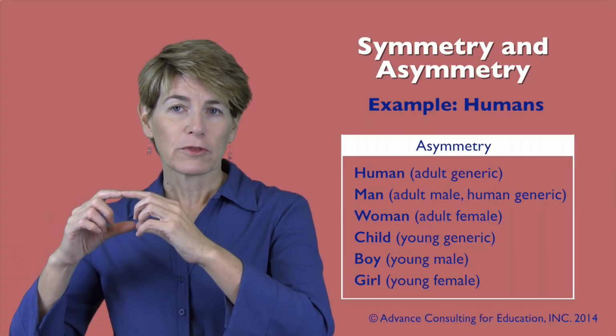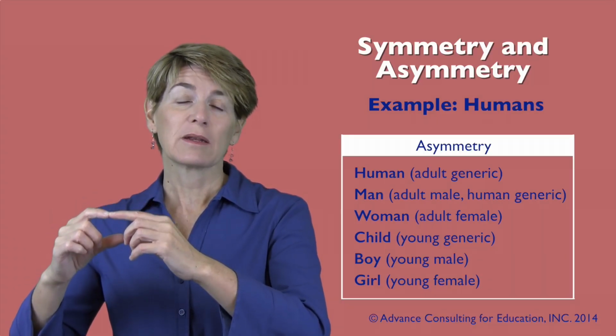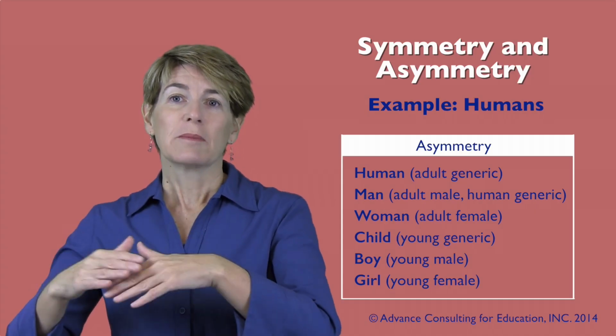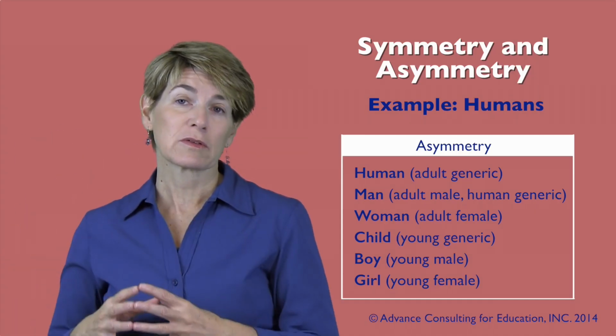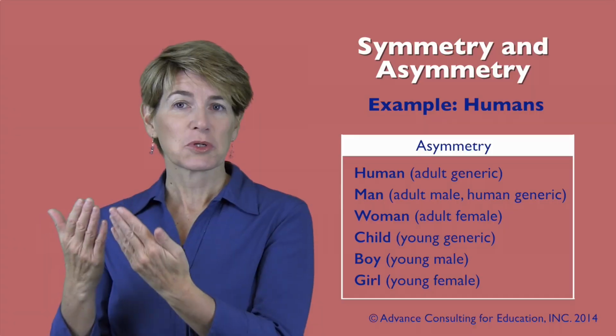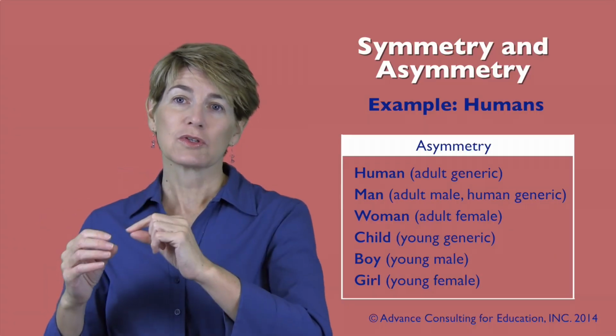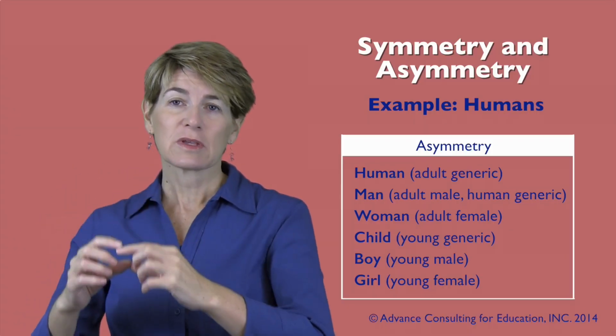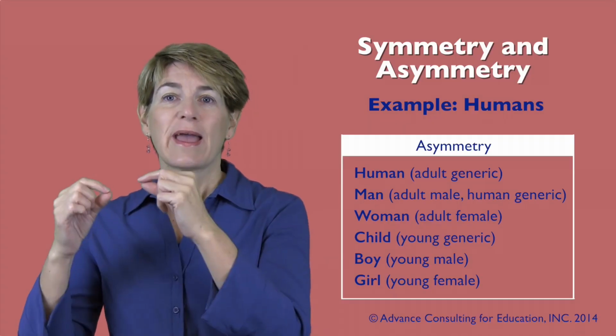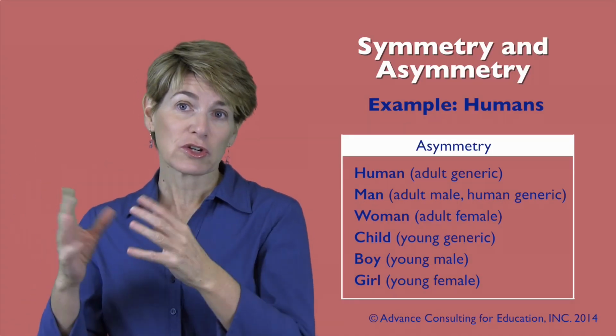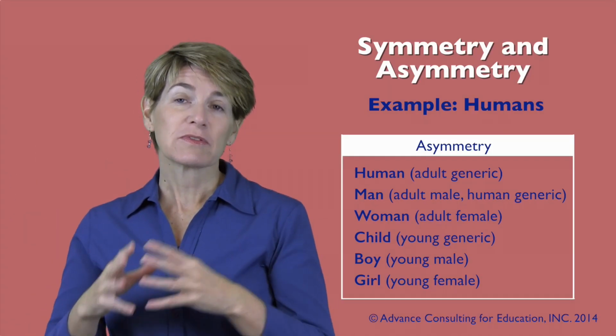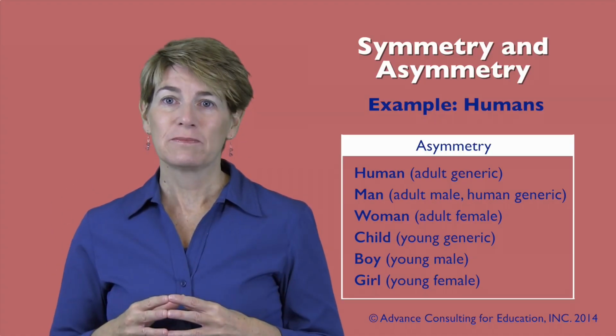But over the long history of English, the term man was also used to generically talk about human beings as a whole. So we see some asymmetry of use there between woman, which is used only for adult females, and then man, which is used for adult male and human beings generically. So this is the concept of symmetry and asymmetry.